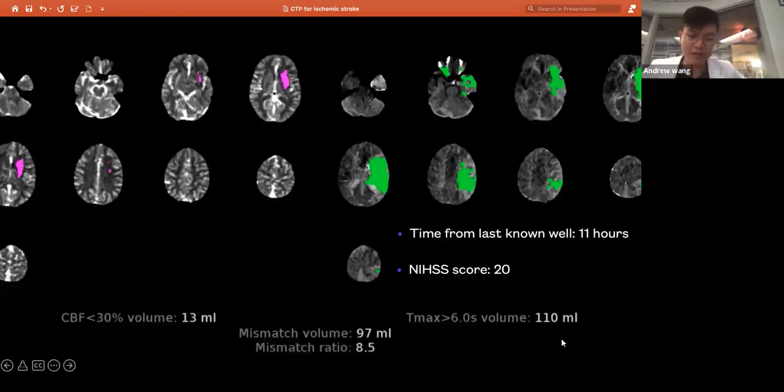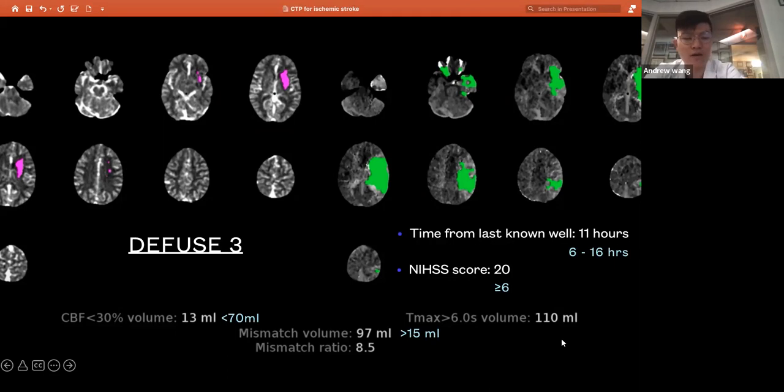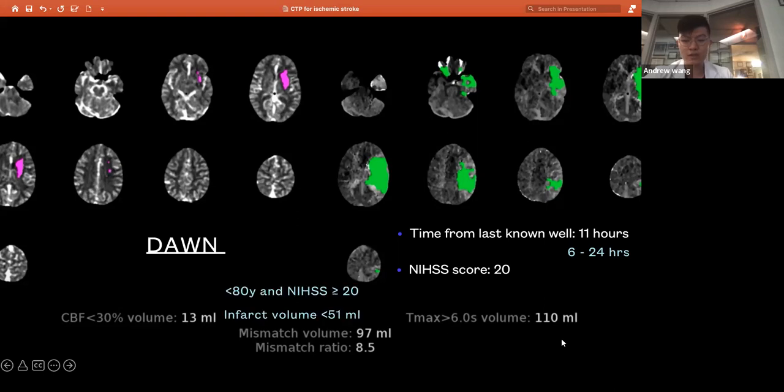So let's look at our patient, whether our patient could be eligible for all these criteria. So for DEFUSE 3, our patient is within 16 hours with severe enough stroke symptoms and with a small enough ischemic core and a large enough mismatch between ischemic penumbra and ischemic core. So it's a match. And for the DAWN trial, of course, it will be within 24 hours. And our patient is 67 years old. So for a 67-year-old with an NIH stroke scale 20, it should have an infarct volume less than 51. So it's also a match.